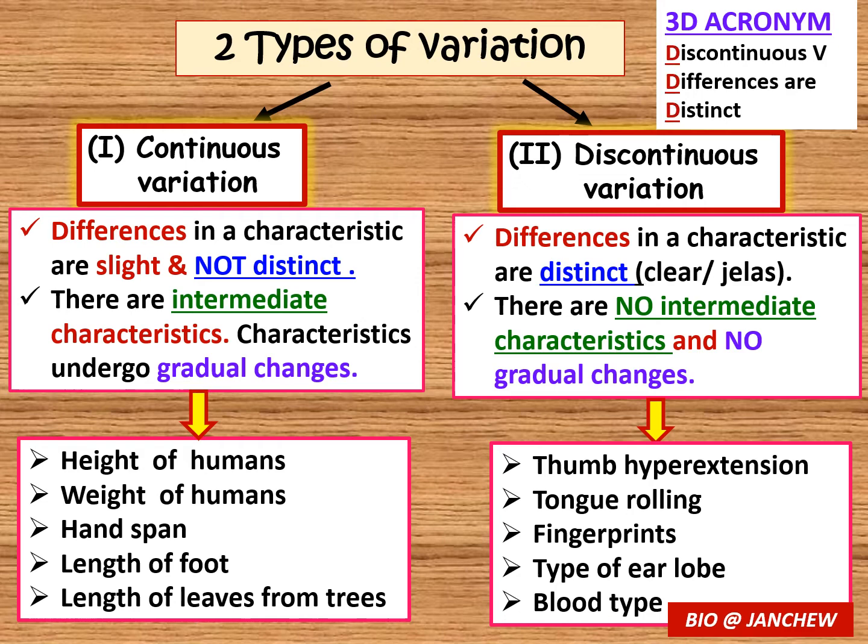Now, to remember the characteristics of discontinuous variation, you can remember the 3D acronym. Like 3-dimensional, right now, 3D. But here the D stands for what? The first D is for discontinuous variation, the second D is differences, the third D is distinct. In discontinuous variation, differences are distinct or clear cut. So from there, you can give the definition for continuous variation. It's just the opposite: for continuous variation, the differences are not distinct.